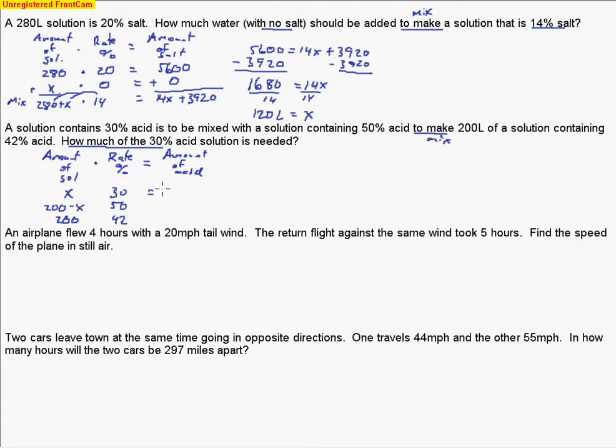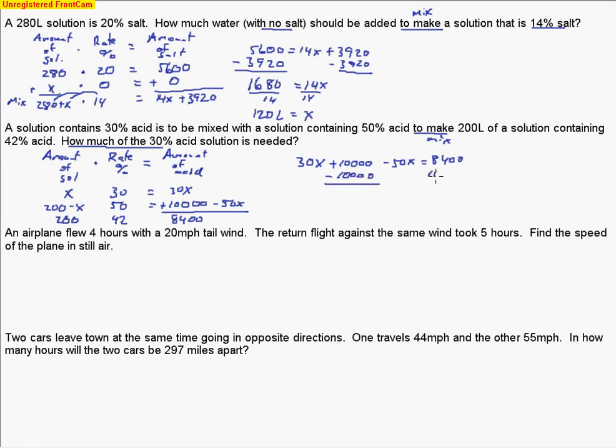So I multiply across. I've got 30x equals, 2 times 5 makes 10, and then I'll have 3 zeros there, minus 50x. These get added together, and then doubling 42 gives me 8,400. So I've got 30x plus 10,000, then minus 50x equals 8,400. I'm going to subtract that 10,000 from both sides.